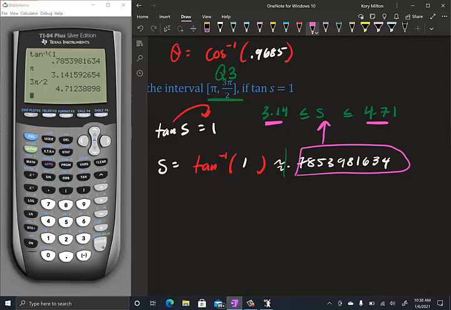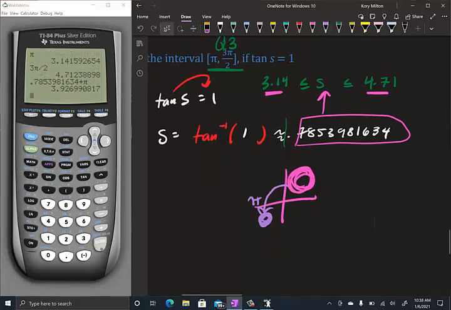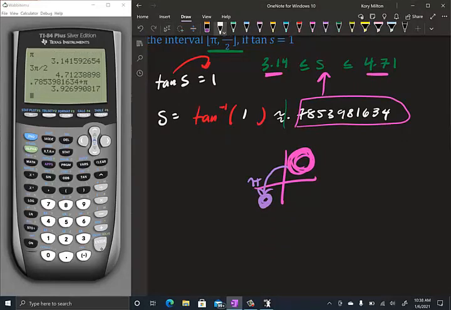So to get it into quadrant 3, right now this is where we're at. We need to get here. To get there, past that point here is pi. So I need to get past pi. I'm going to add our value that we got to pi, because I need to get past pi to get into my quadrant. So I add it to pi, and I get 3.92. So we have our value of 3.926990817, and that is the value of s.